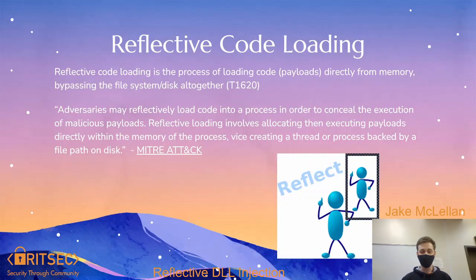All right, so reflective code loading. This is the process of loading code from memory instead of loading code from the disk, right? So from the MITRE ATT&CK matrix, adversaries can load code to conceal the execution of malicious payloads, that's a good one. That's a good line there. And then there's the part that I like: creating a thread or process backed by a file path on disk. Right, so bypassing the disk, we're reflecting.